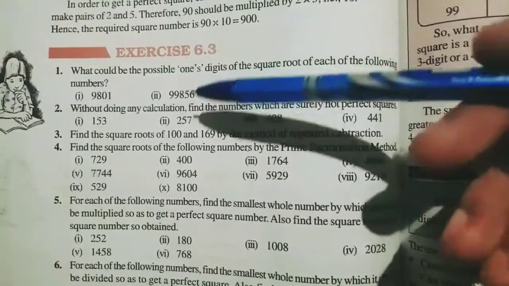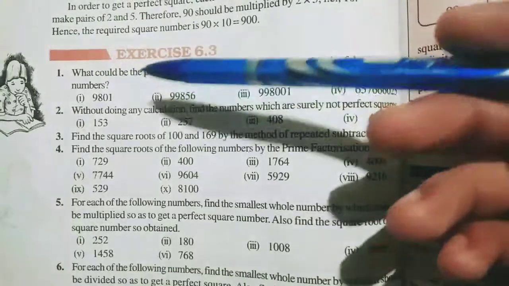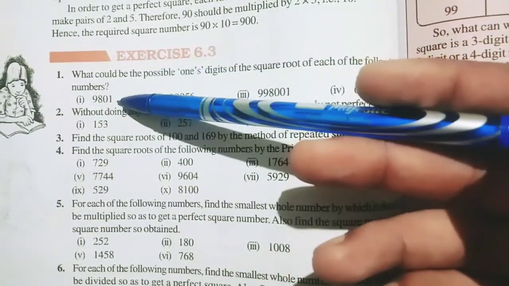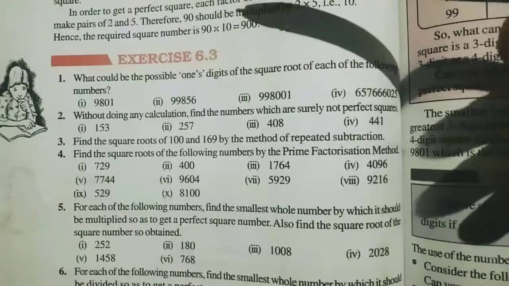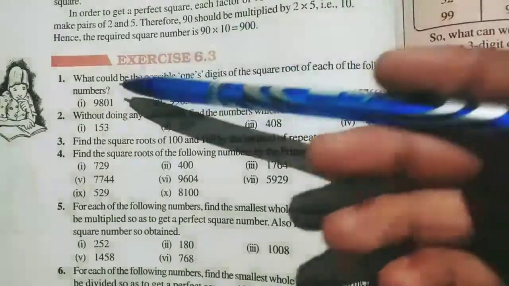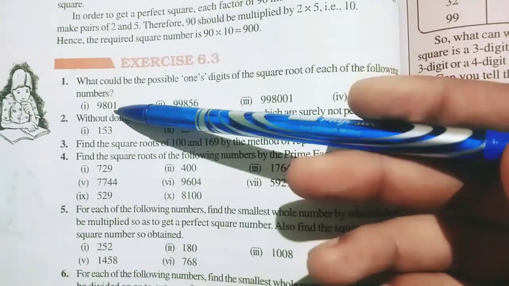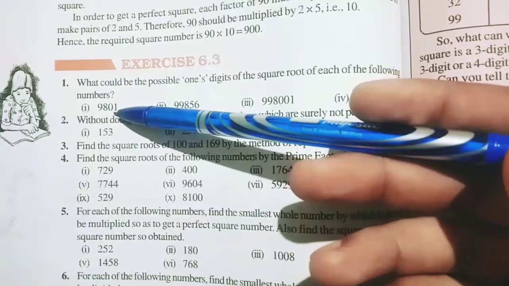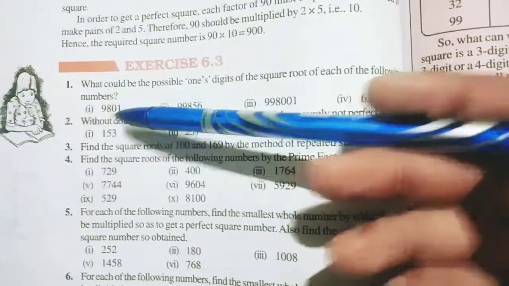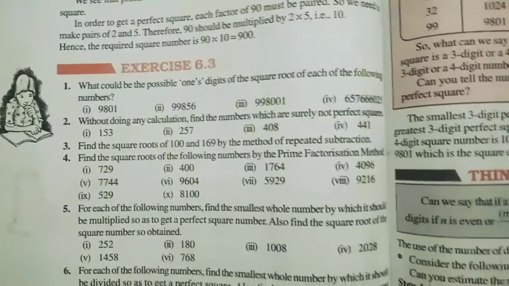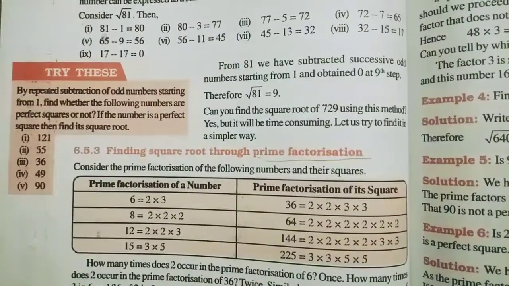Okay, so what will be the unit digit or ones digit of that number when you find the square root of this number? So how to identify it? We will identify it by seeing the unit digit, the ones digit. Here the ones digit is 1. So which square ends with 1? You have to recall the squares of all the numbers. Here on page number 100 it is given.